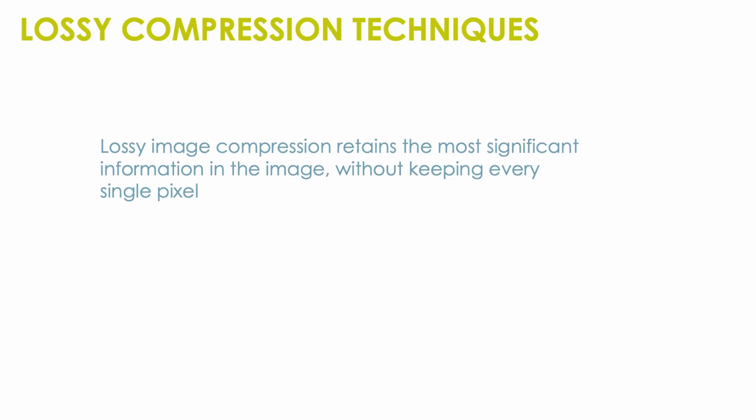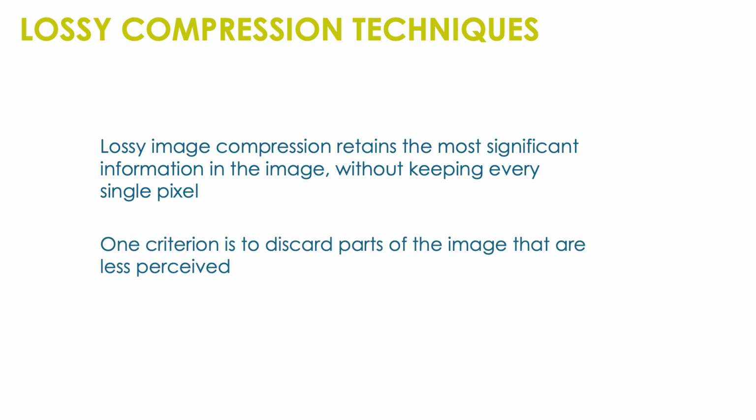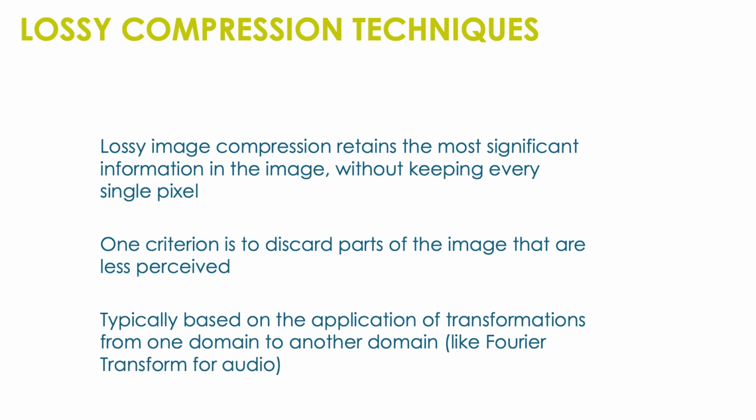Let's move now to a new family of compression techniques, the lossy ones. Lossy compression retains only the most significant information in an image, discarding less perceivable details like minor color variations. These methods often transform images into a different domain, such as the Fourier or wavelet domain, to identify and prioritize essential components. Lossy techniques are application-specific and will be explored further in the next modules.